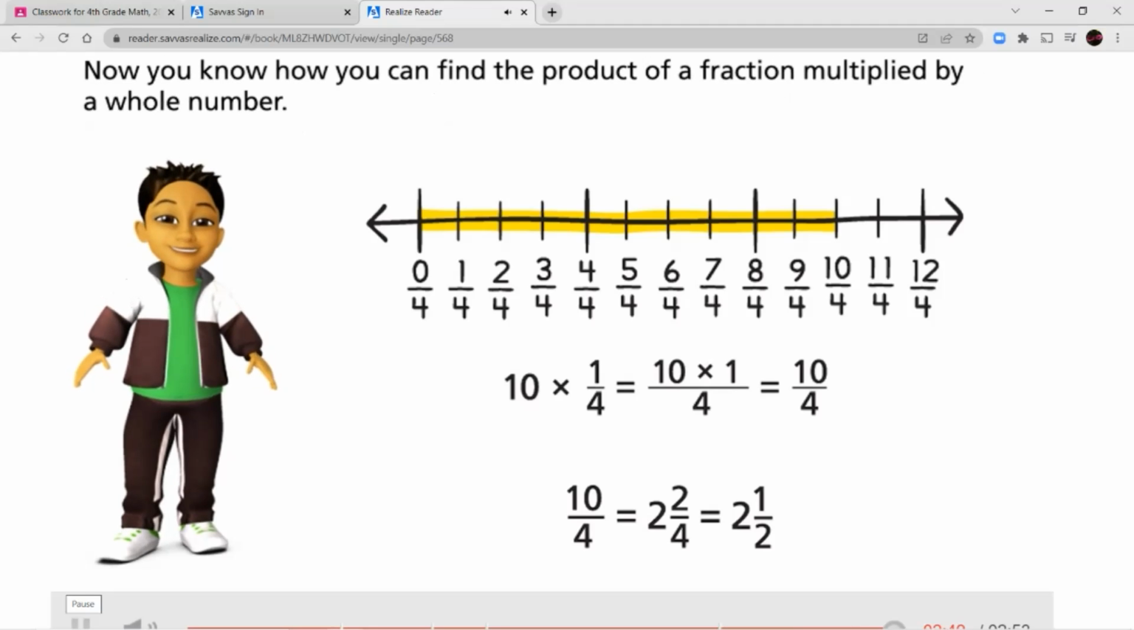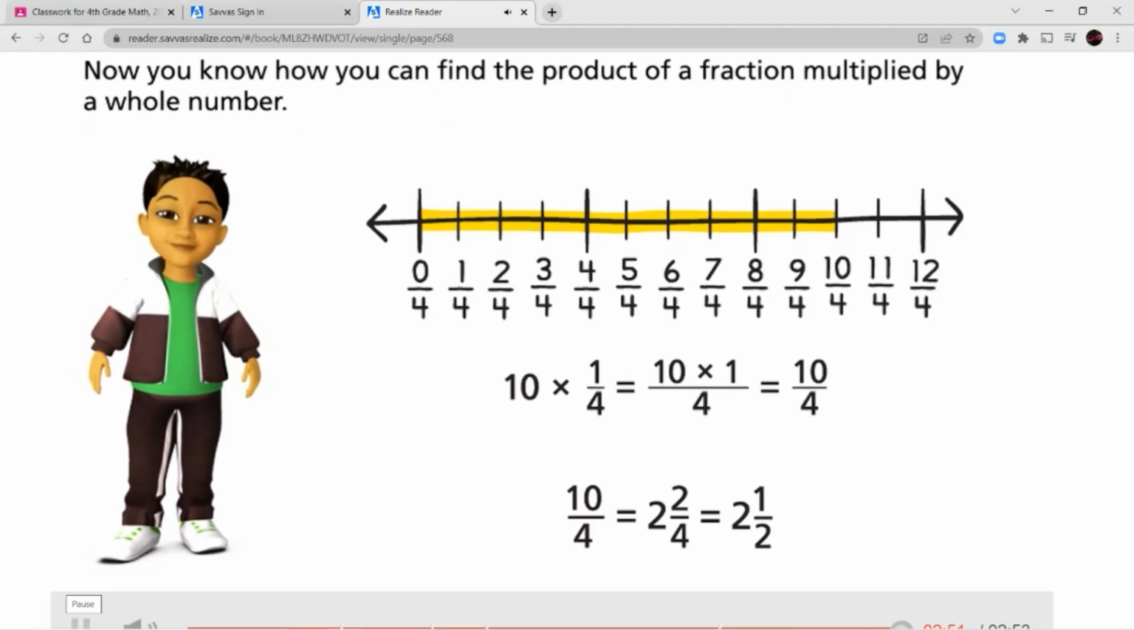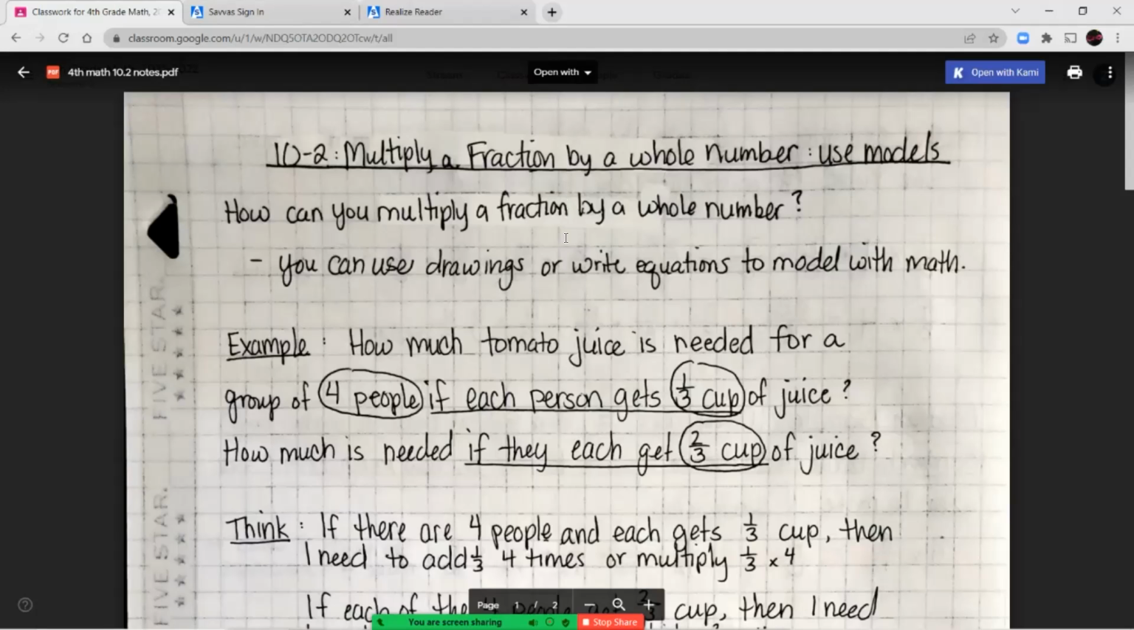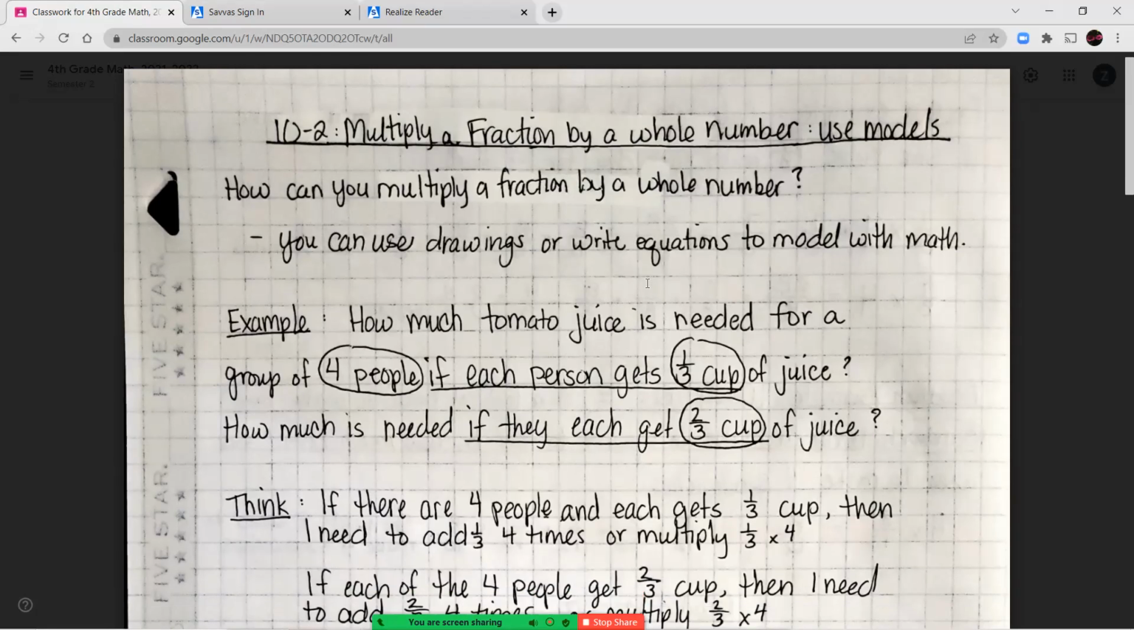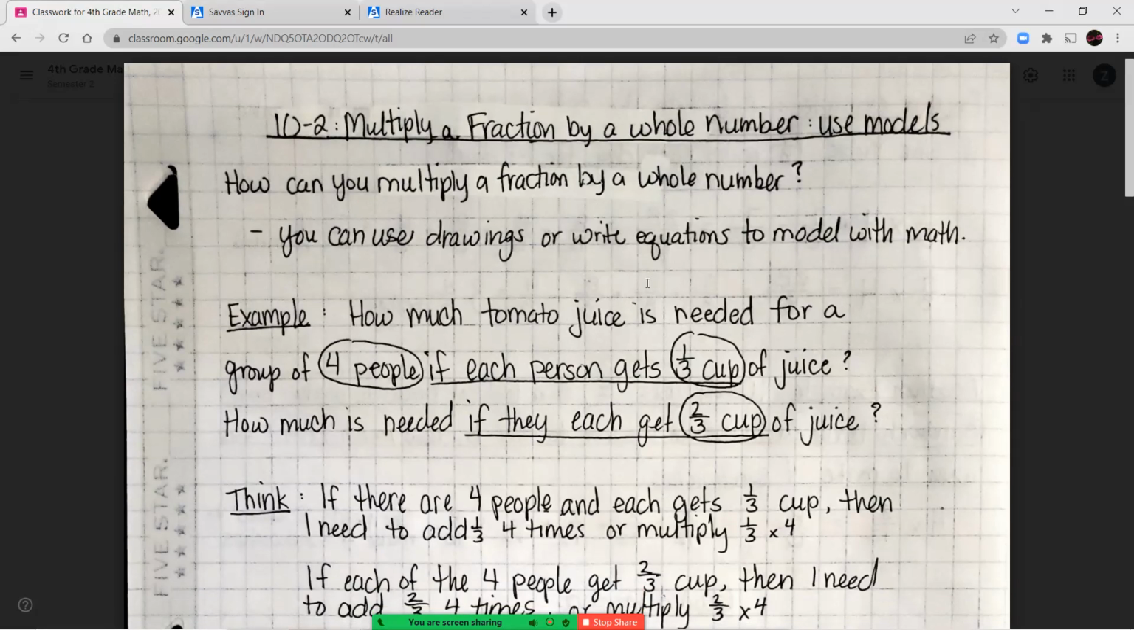Now you know how you can find the product of a fraction multiplied by a whole number. All right, let's go ahead and take a look at our notes and our guided practice for this lesson. So 10-2, multiply a fraction by a whole number using models. Remember, you can multiply a fraction by a whole number, and you can use drawings and write equations to help model that math that you're doing. So you can draw the fraction strips, you can use the number line. All of those are good strategies.